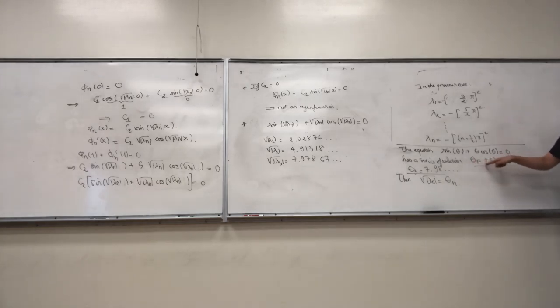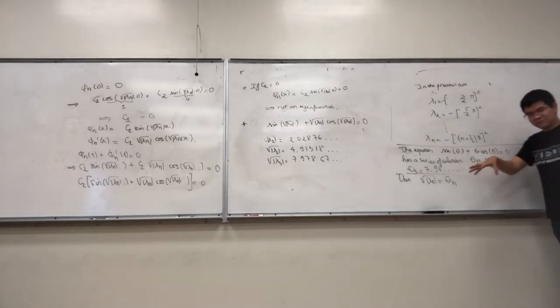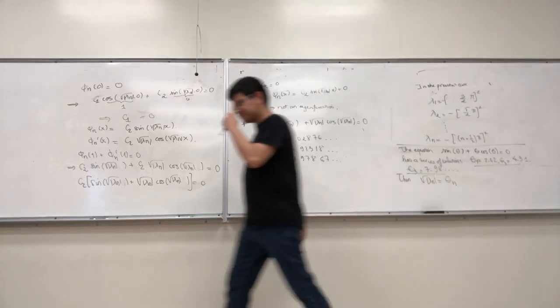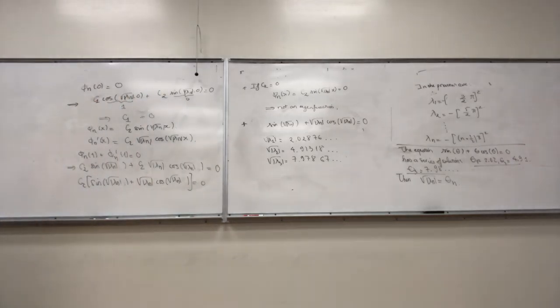And if you want to see all of the solutions, you go to MATLAB, you use fsolve on this equation, and you're going to see all of the solutions, right? But in the exam and the homework, you don't have to do that. You just say that this equation has a series of solutions and the square root of lambda n has to be here. Clear? Questions?